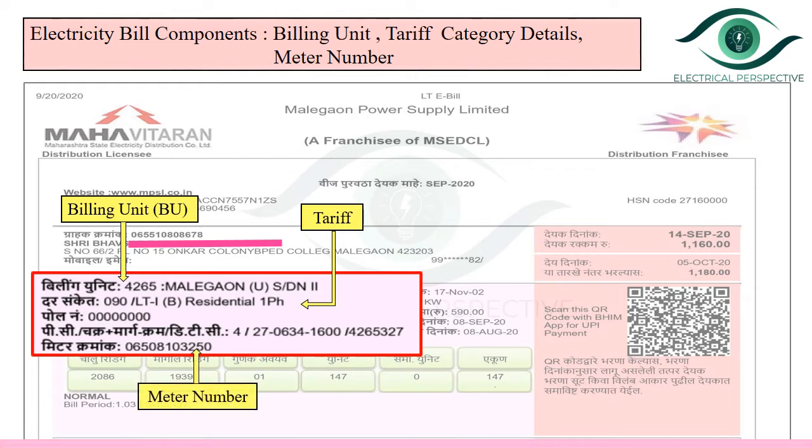Then the next one is the meter Kramanka, that is the meter number. It is an 11-digit unique number which helps in identification so that MSEDCL can charge you correctly for your energy use.